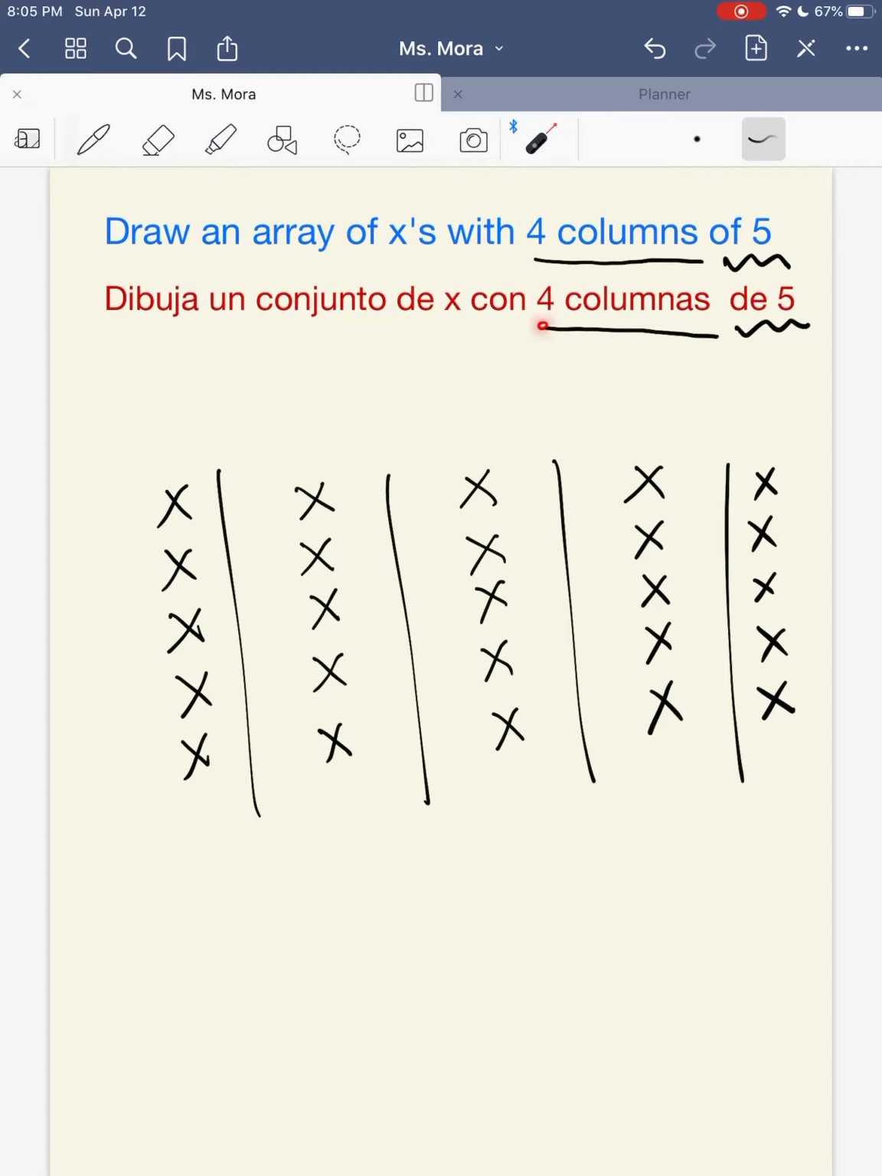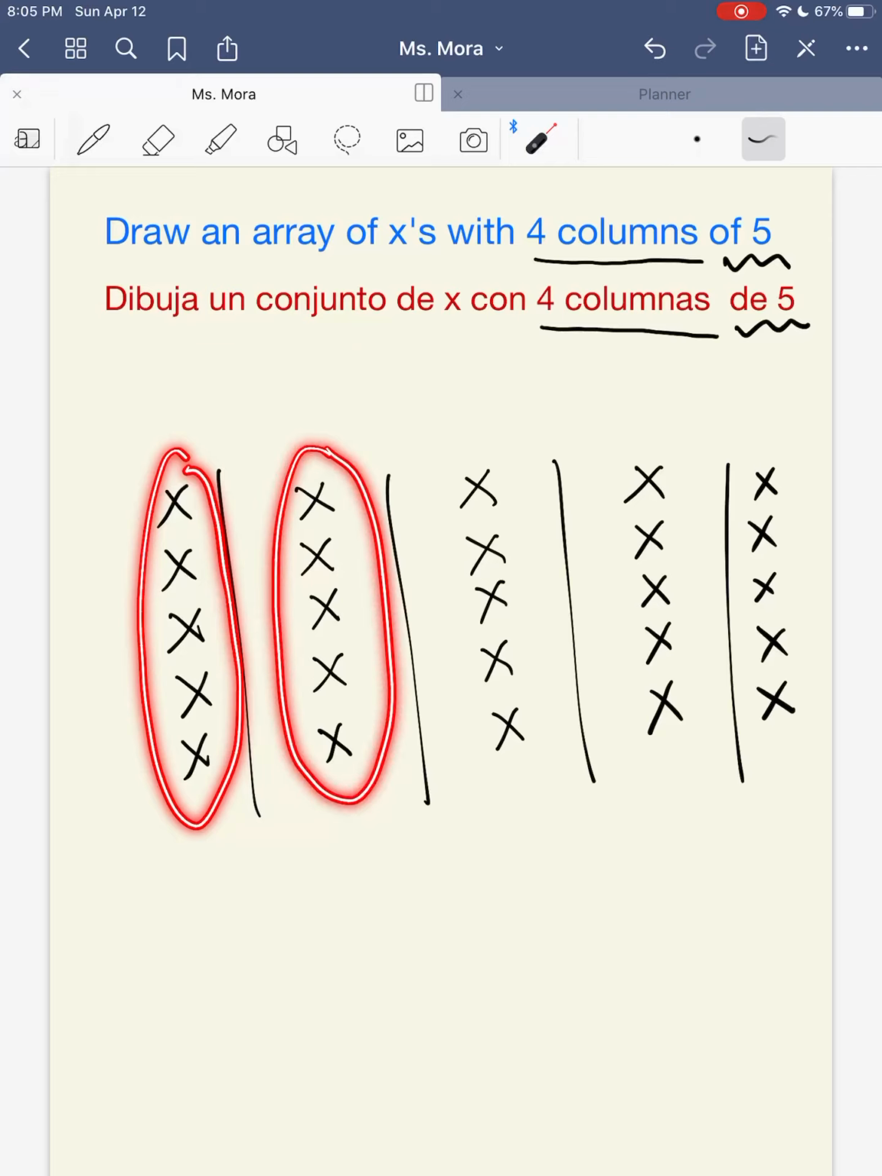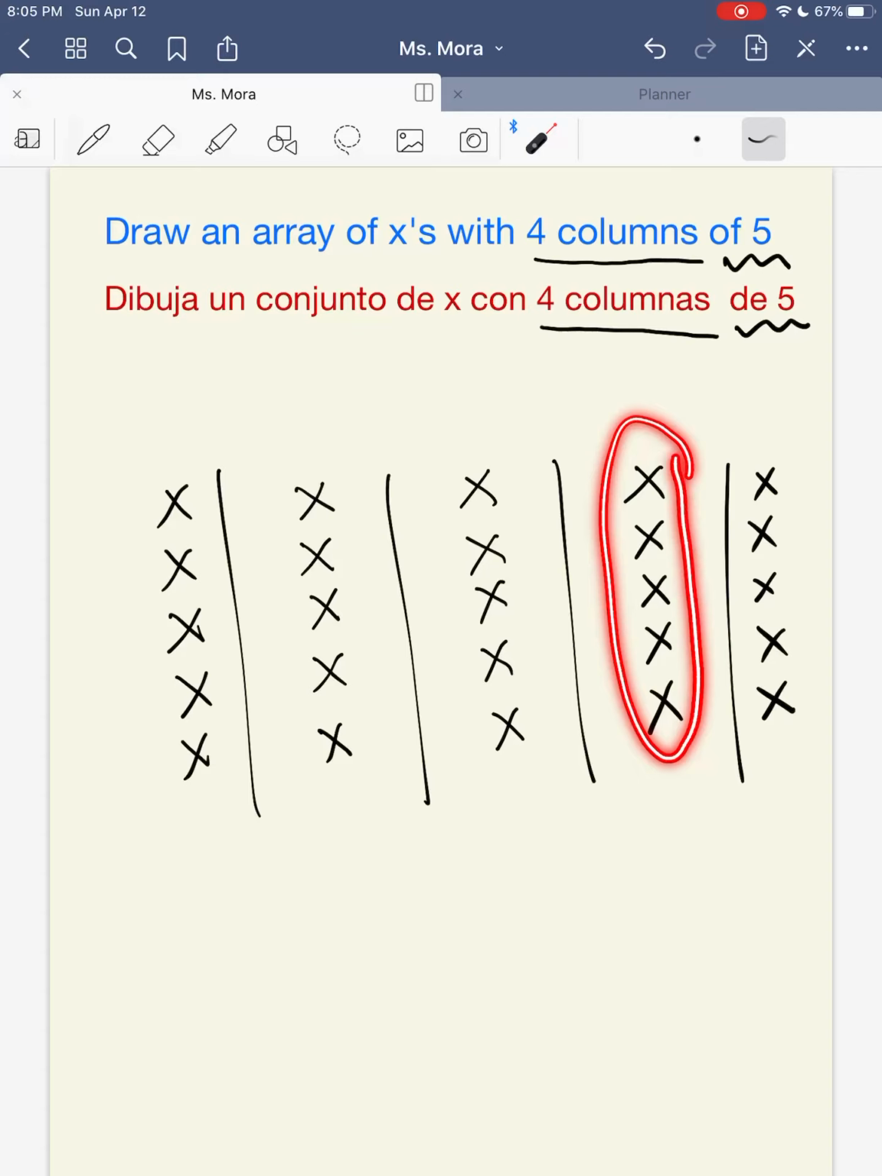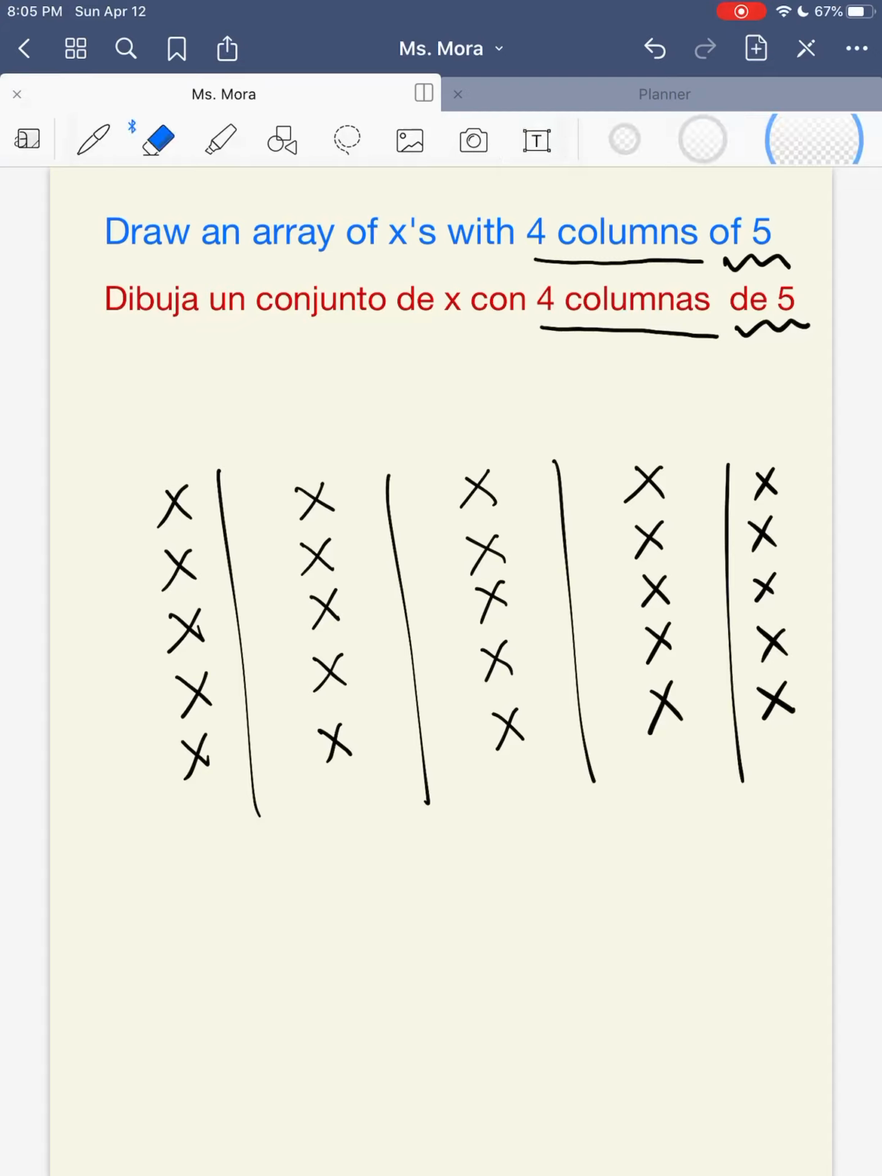So, si estás revisando tu trabajo y son 4 columnas de 5, asegúrate que no dibujes en los dos lados de la línea de tu columna, porque aquí tienes una columna de 5, 2 columnas de 5, 3 columnas de 5, 4 columnas de 5, 5 columnas de 5. Ok, asegúrate que solo dibujes en un lado de la columna. Okay, just gonna fix that.